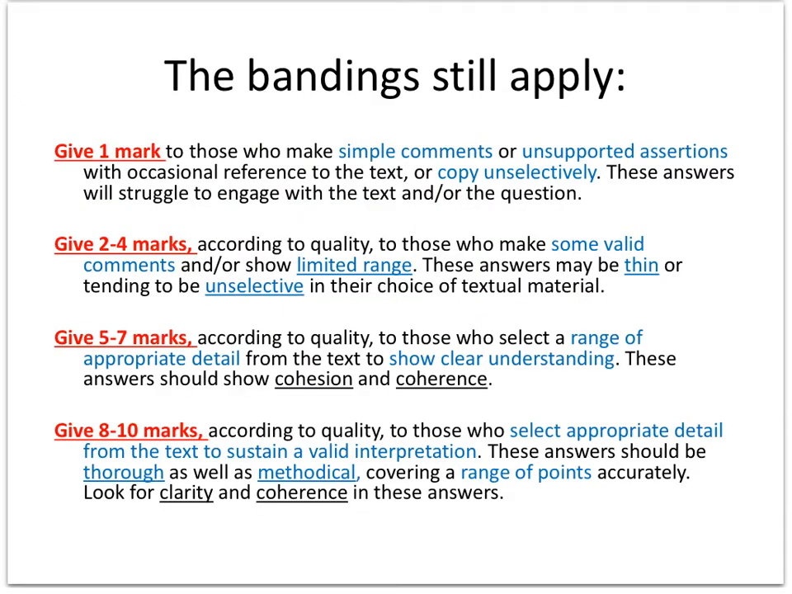So let's have a look at the bandings. 5 to 7, that's going to be your C grade and above. So according to quality, to those who select a range of appropriate detail from the text to show clear understanding. The answers should show cohesion and coherence. And then if we look at 8 to 10, which is going to be A, A star, according to quality, to those who select appropriate detail from the text to sustain a valid interpretation.